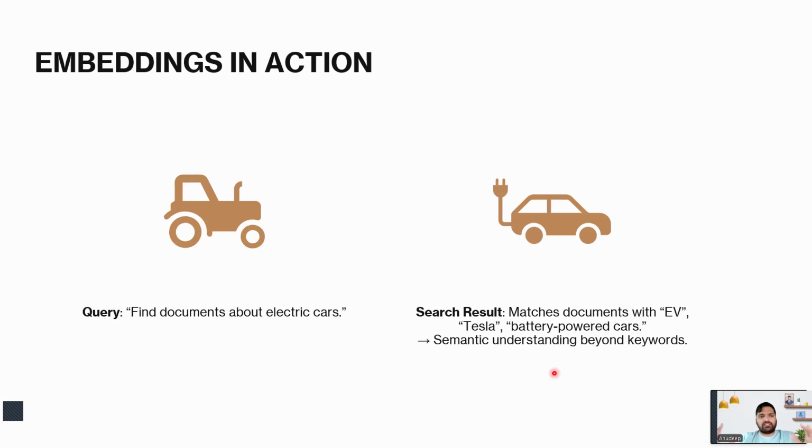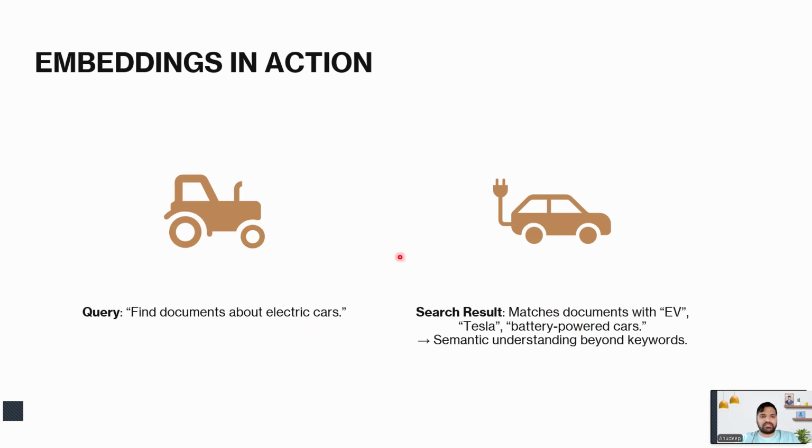Now, how do these embeddings plus searching work? Let me give an example. We have a query saying find documents about electric cars. When I say documents, it's not our English documents, but a terminology that we use when it comes to the vector database. Vector embeddings are stored as documents within the vector database, right? So I want to find documents about electric cars.